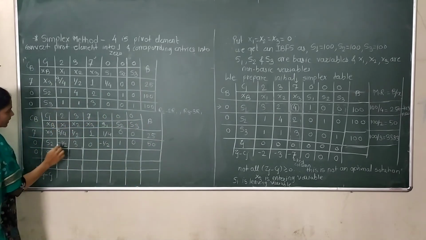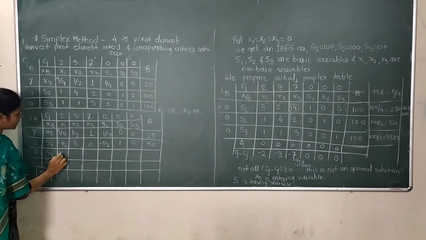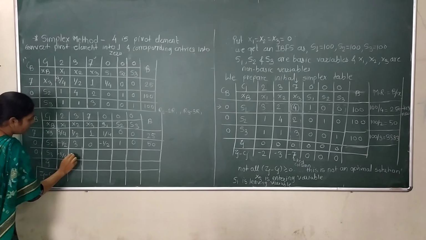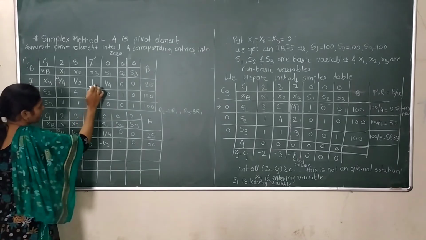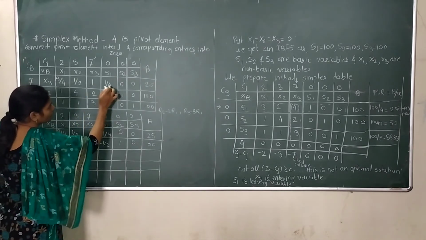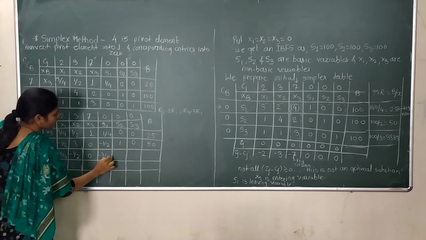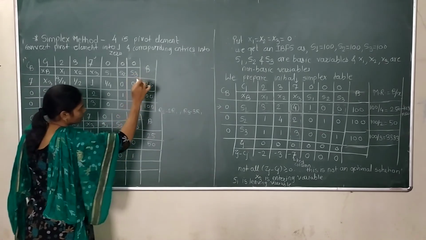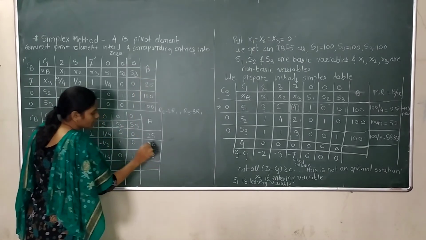Next is 1 minus, it is minus 5 by 4. 1 minus 3 by 2, it is minus 1 by 2. 3 minus 3, it is 0. 0 minus 3 by 4, it is minus 3 by 4. 0, here it is 1. 100 minus 75, that means it is 25.